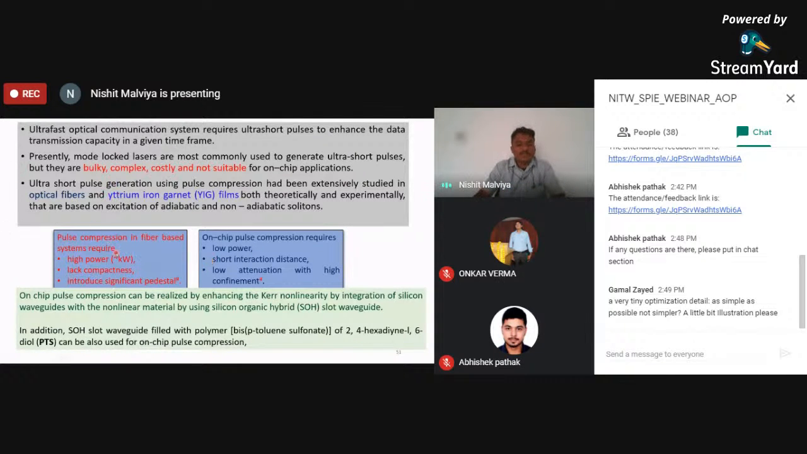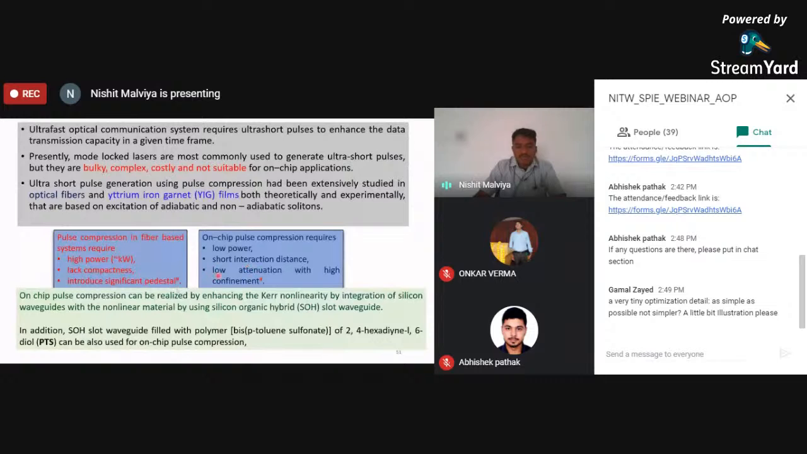Nowadays we can use a fiber-based system for generating ultrashort pulses, but that requires very high power, lacks compactness, and introduces some pedestals. But when we require on-chip pulse compression, it requires low power, a short interaction length, and low attenuation with high confinement. So this is the advantage of silicon photonics. We need this one.